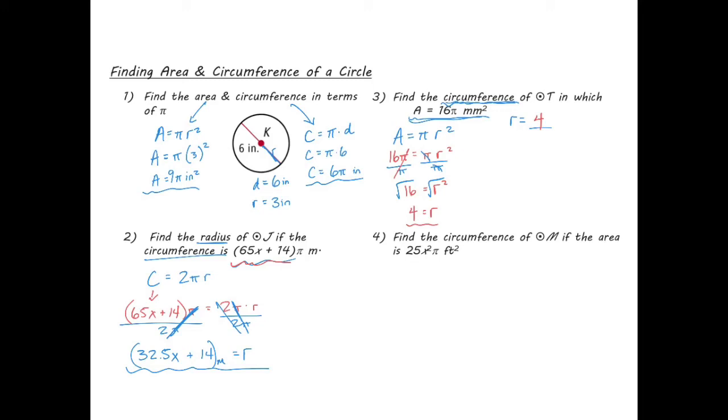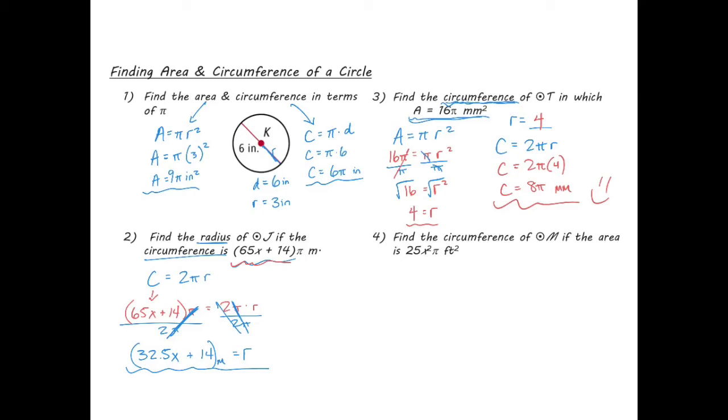So C equals 2 pi R. Replace what we know. C equals 2 pi times 4. 2 times 4 is totally 8. So my circumference is 8 pi, and the units is millimeters.